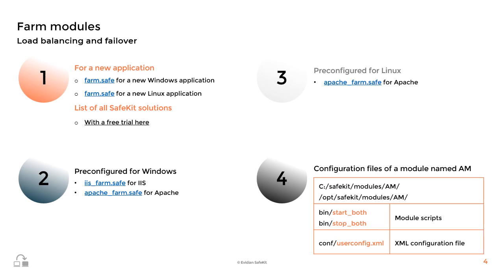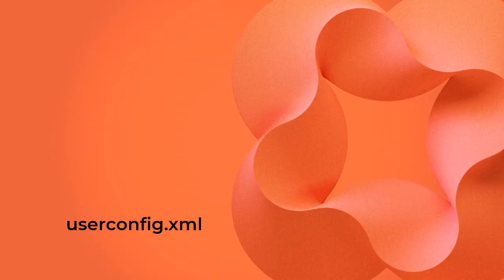Fourthly, once deployed, the configuration files are available in the module's directory of SafeKit. If the module has been deployed with the name AM, then you will find an AM subdirectory. Inside AM/bin, you will find the restart scripts named startboth and stopboth. And inside AM/conf, you will find the userconfig.xml file. Let's now examine in detail the userconfig.xml parameters that can be configured for a farm module.